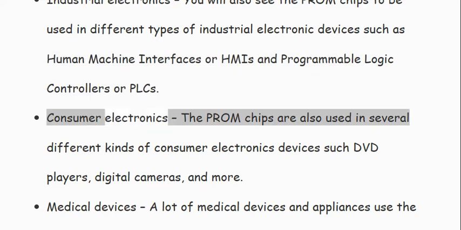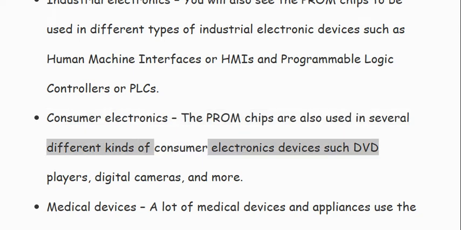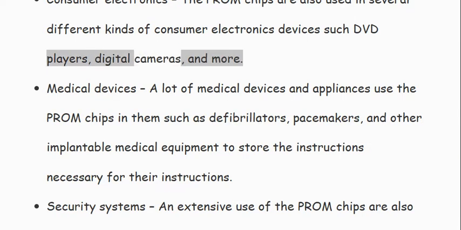Consumer electronics. The PROM chips are also used in several different kinds of consumer electronics devices such as DVD players, digital cameras, and more.